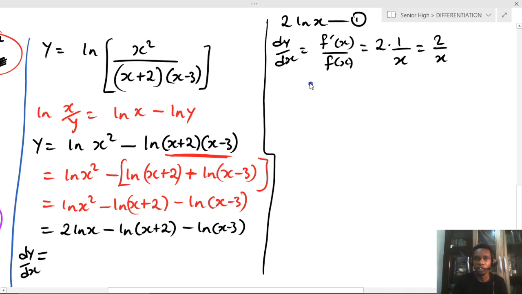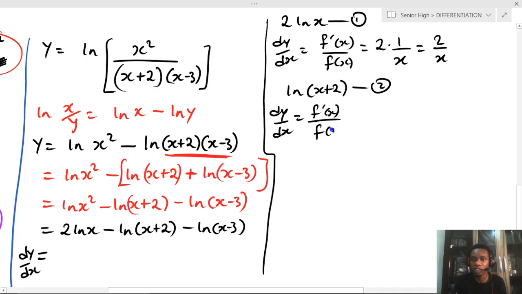Let's continue with the next one. For the next one, we have minus ln, well, let's not put a minus first of all. Let me just solve without the minus. We have ln x plus 2. Let's call this equation 2. Then our dy dx for this case is what? Remember, you find the derivative of your function over the f of x. So what's the derivative of x plus 2? It gives us just 1, because x gives 1, over x plus 2. So that's the answer to this particular one.